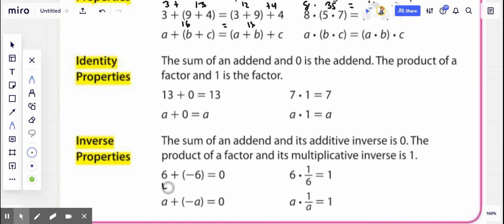Let's do 4 plus, and then its additive inverse would be -4. That's also going to equal 0. Okay, and then when we multiply, the product of a factor and its multiplicative inverse.